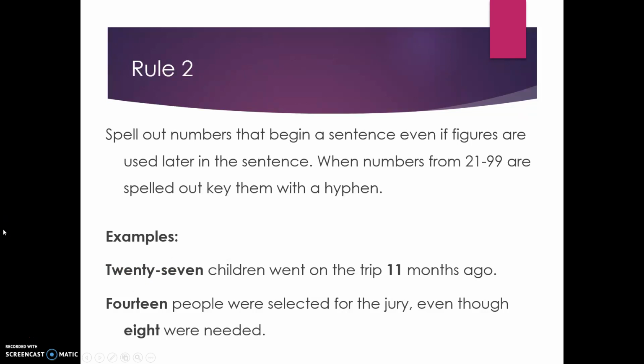Fourteen people were selected for the jury, even though 8 were needed. Fourteen is above 10, so normally it would be in numerals, but since it's the beginning of the sentence, fourteen is spelled out.